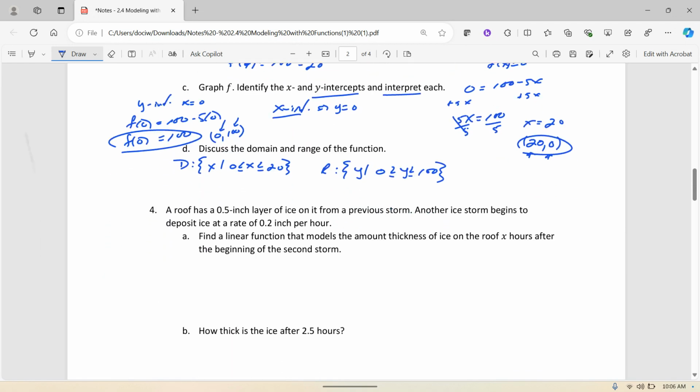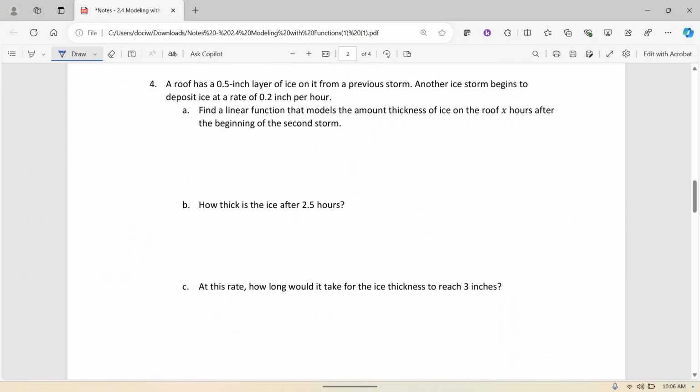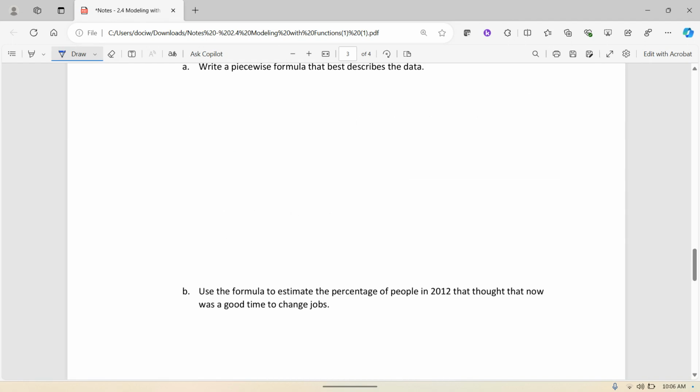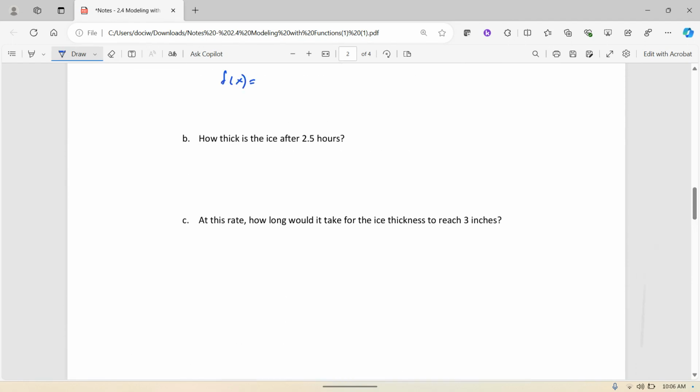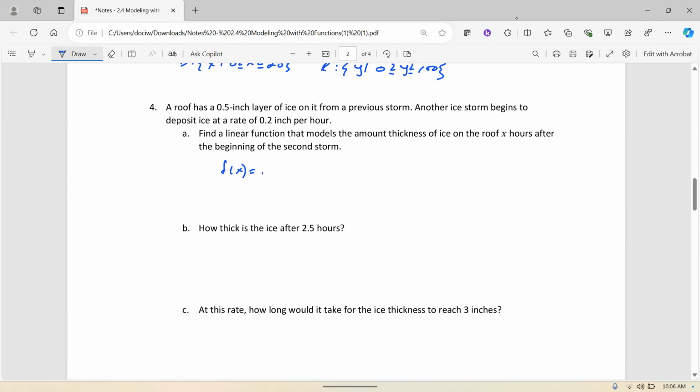Okay. So let's look at another example here. A roof has half an inch layer of ice on it from a previous storm. Another ice storm begins to deposit ice at a rate of 0.2 inches per hour. Find the linear function. I'm going to start this the same way, where the initial amount of ice on the roof is half of an inch. It didn't get cleared off after the previous storm. So now we have another storm coming in, and ice is accumulating on the roof at a rate of 0.2 inches per hour.